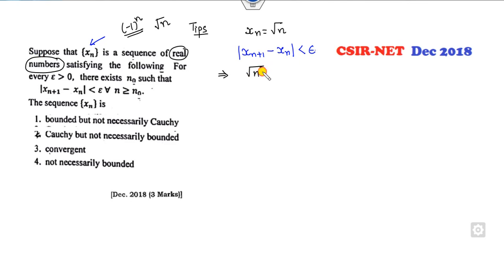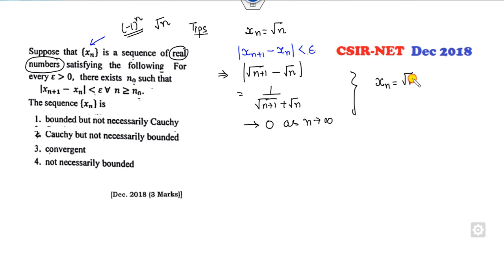This is root of n plus 1 minus root n. So what is that? I can rationalize it. Clearly, this will approach 1 by 2 as n approaches infinity. Now it will approach 0, as n approaches infinity it goes to 0. That means it is less than epsilon. So this property holds for the sequence xn equal to root n.